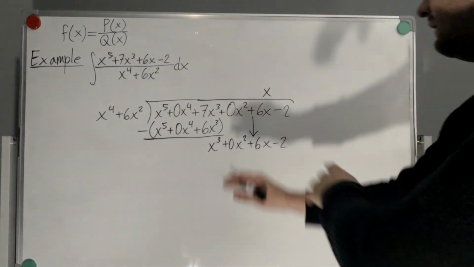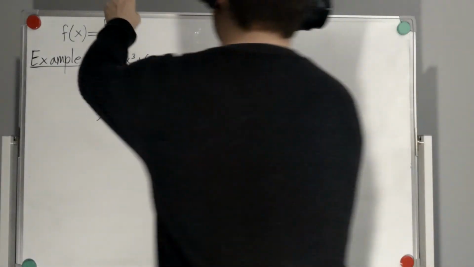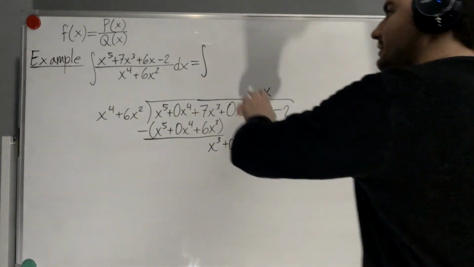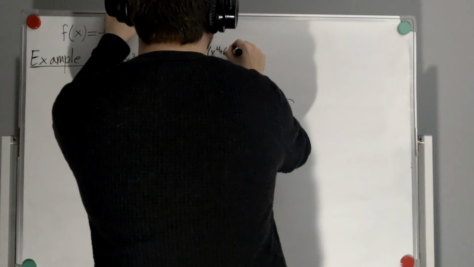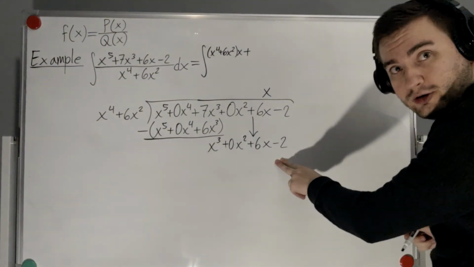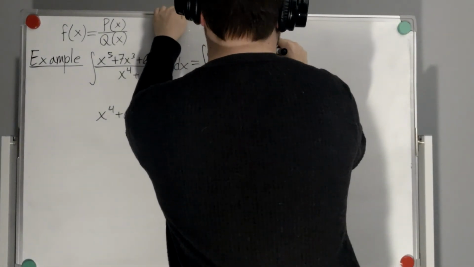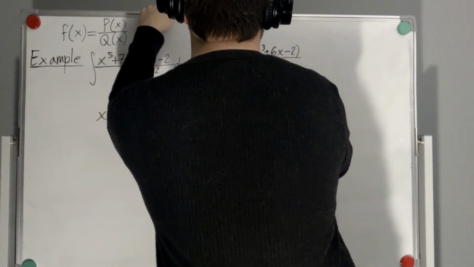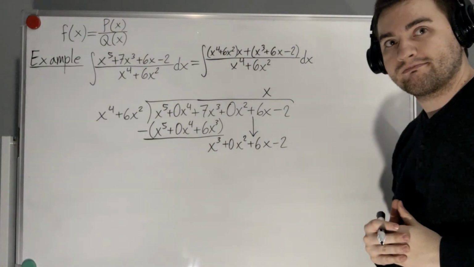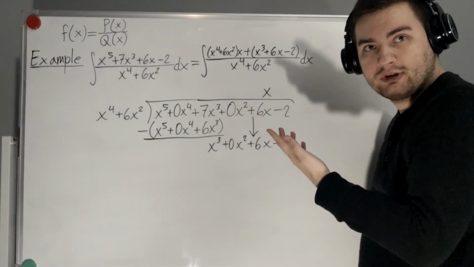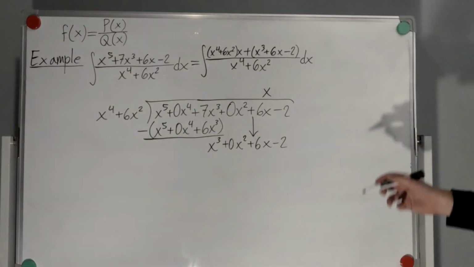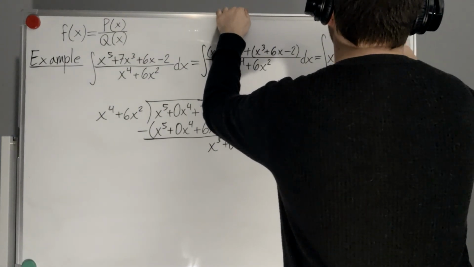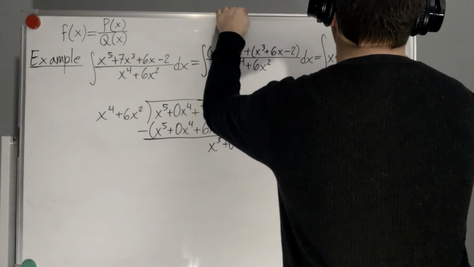Now then, what this is all saying is that that numerator can be written like this. That numerator there is the same as x to the fourth plus 6x squared, times x, plus this remainder. So that would be x cubed plus 6x minus 2. Anyway, this is still over x to the fourth plus 6x squared. Now, these two will cancel, right? I mean, you still have to divide this, but there's some cancellation happening. So this becomes the integral of x plus x cubed plus 6x minus 2 divided by x to the fourth plus 6x squared, dx.